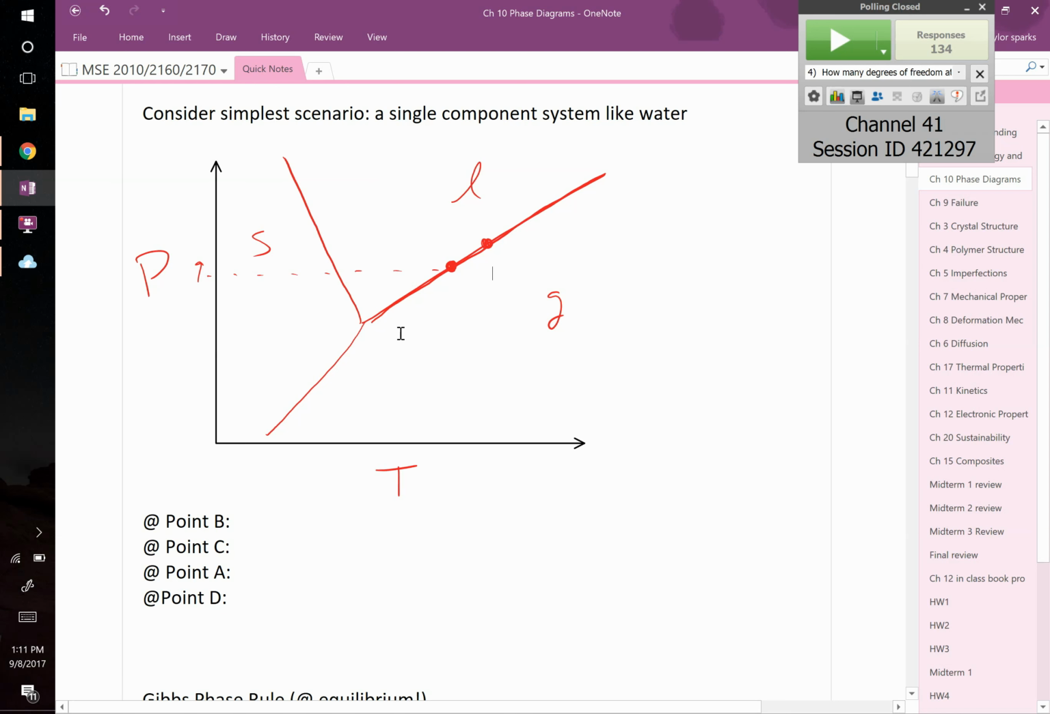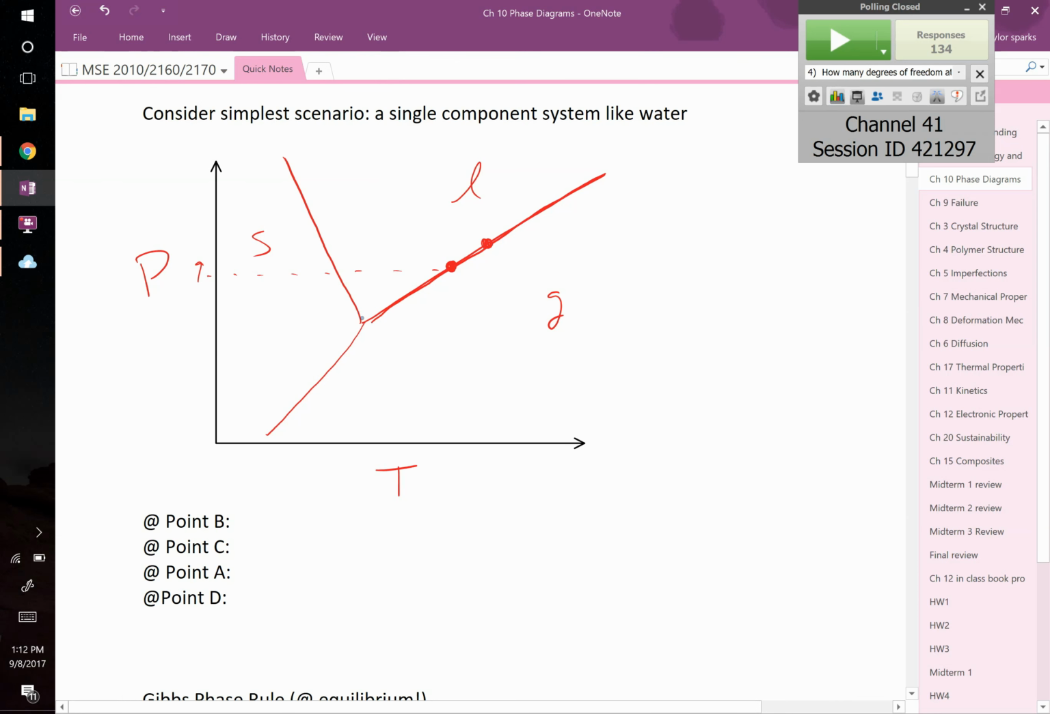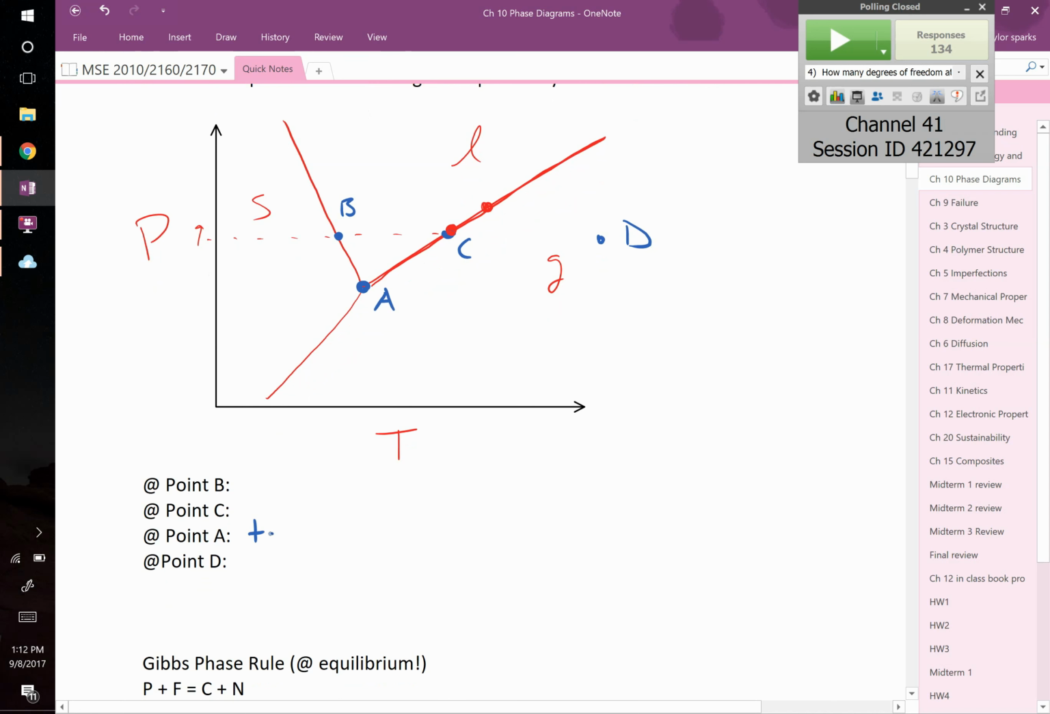So let's keep going. Let's label some points on this and talk about some key points. Let me change color. Our first point is where all three of those come together. We're going to call that point A. This one right here is point B. This guy over here will be point C. And this one out here will be point D. So somebody tell me, what is point A? We call that the triple point. What is meant by triple point?